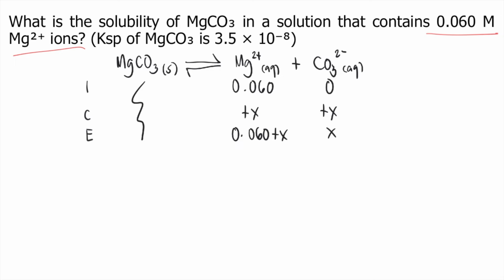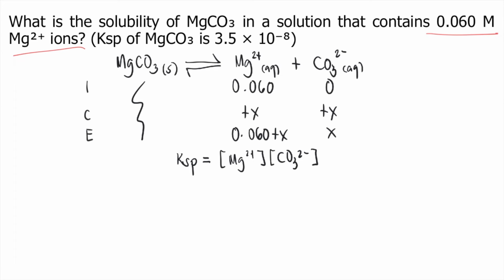After doing the ICE table, we need to write our Ksp expression. We know that Ksp is products divided by reactants, but take note again, you only include gaseous and aqueous species. Solids and liquids are not included in Ksp. In this case, our products are Mg²⁺ and CO₃²⁻. Since the reactant here is a solid, we don't include that in the Ksp. So this is our Ksp expression.